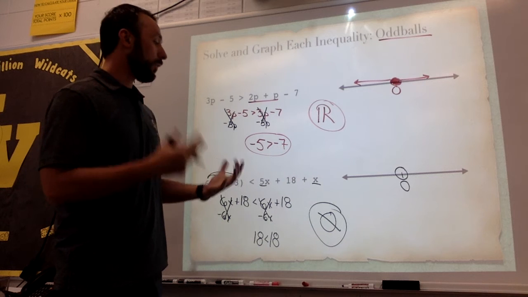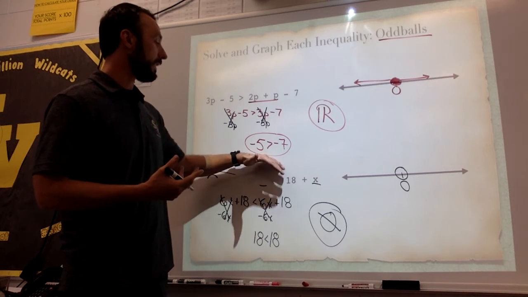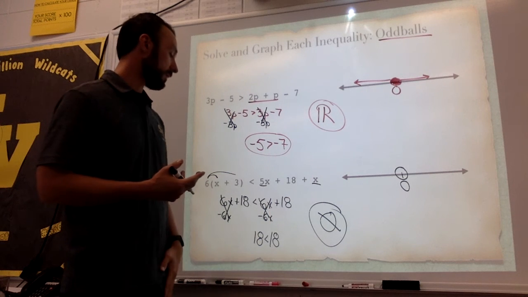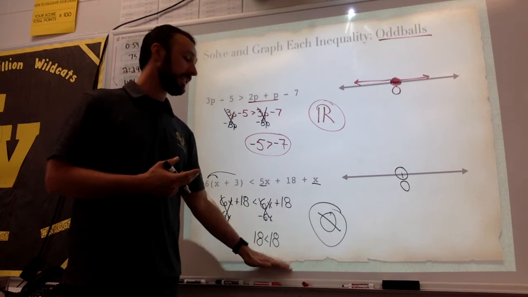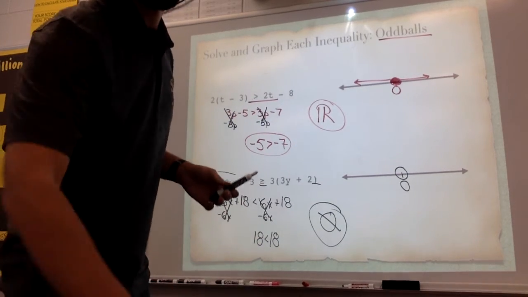So when you do these, you have to read your answer and see if it's a true statement. Negative 5 is greater than negative 7, all real numbers. 18 is not less than 18, so it's no solutions. These are the oddballs. Let's do 2 more.